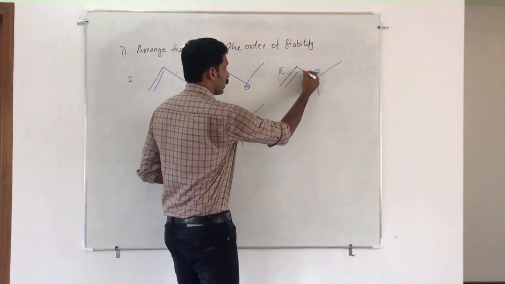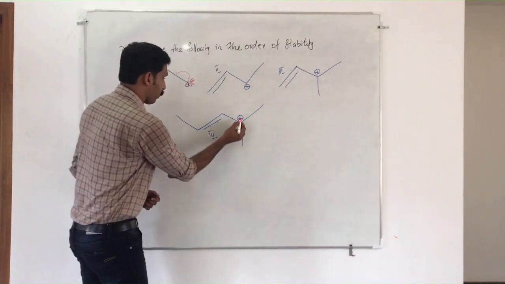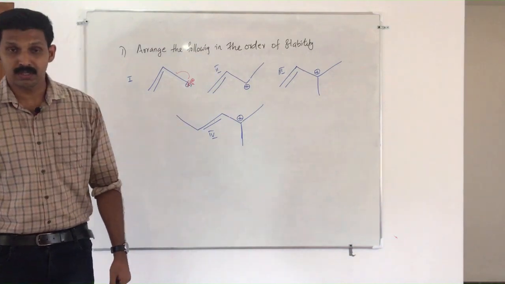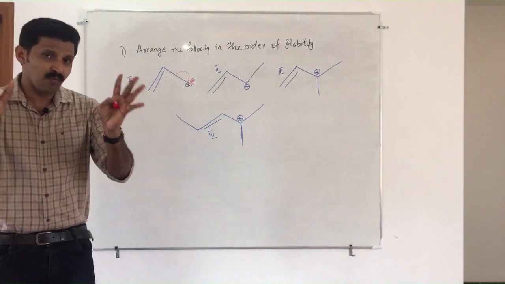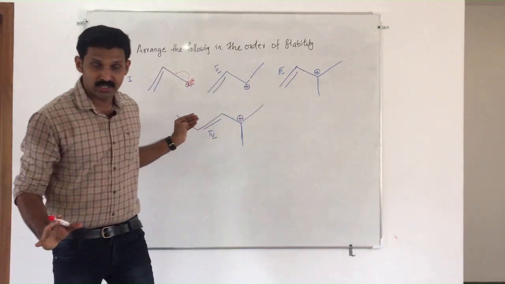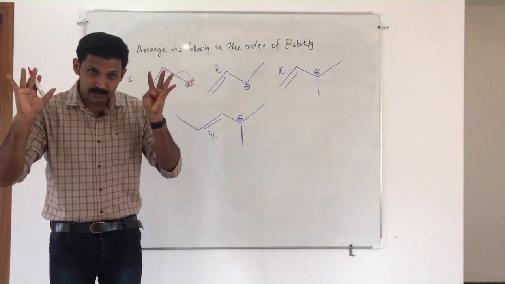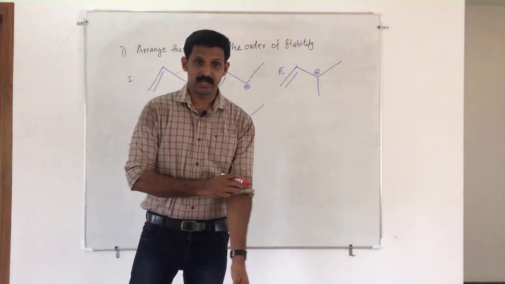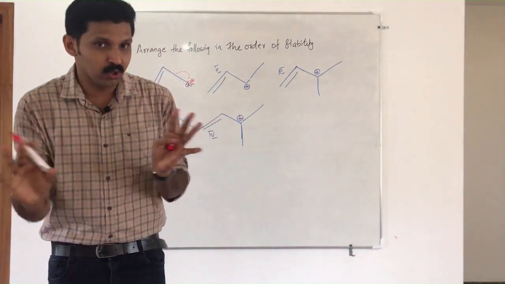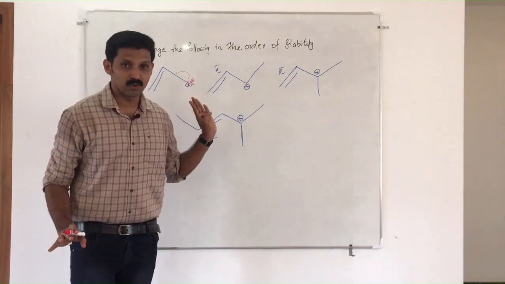Plus single double, plus single double. In all the cases resonance is possible, and it is only one conjugated system. All are one conjugated system. In all the cases resonance is possible. So by comparing the resonance properties, you cannot say the stability of these molecules.